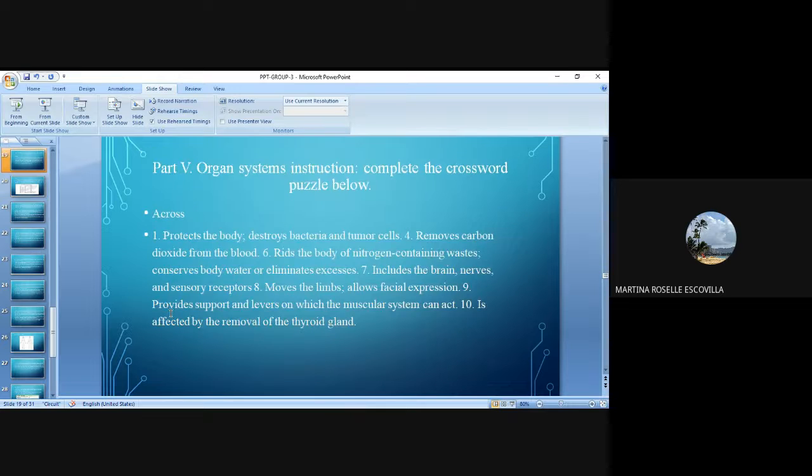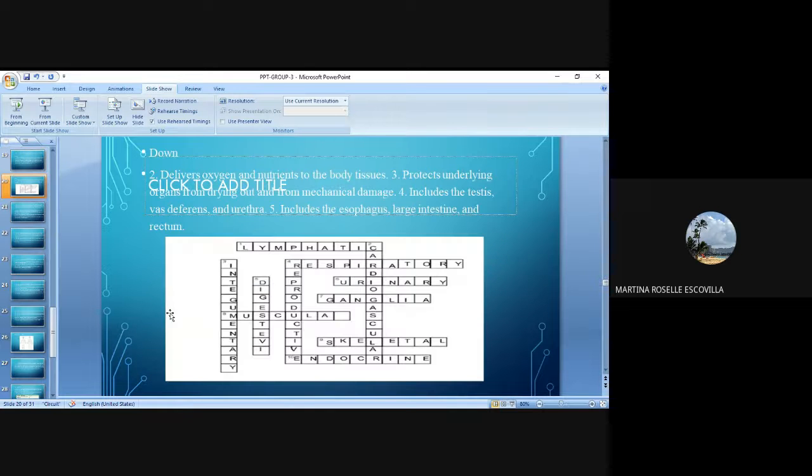The number 10 is affected by the removal of the thyroid gland. And the answer is endocrine. The glands and organs that make hormones and release them directly into the blood.